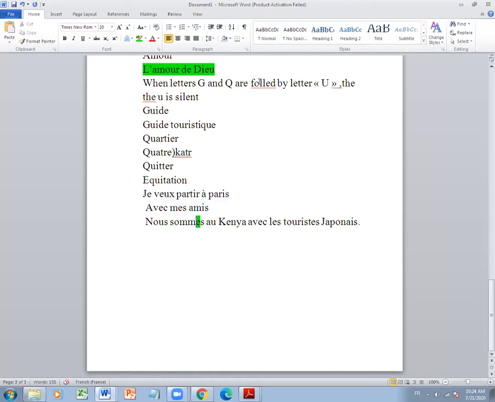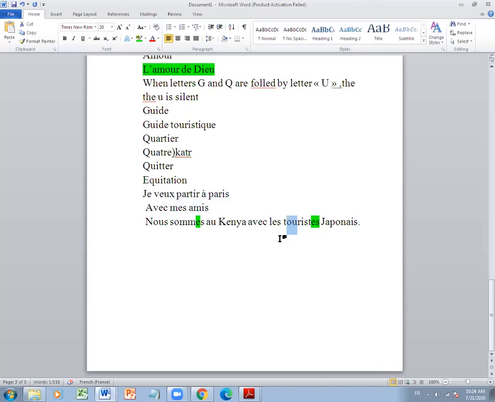Kenya avec les touristes japonais. Avec, again. Avec les touristes japonais. This word I want to read, is it tourist? OU is what? OU is U. So we say touriste, not tourist. Touriste.